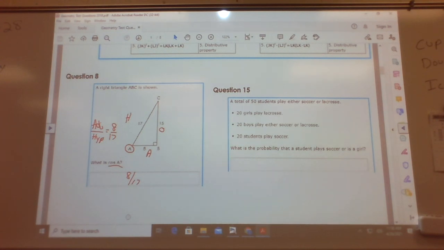Now, number 15, it's kind of tricky because it took me a little bit to look at it and think, how are they expecting us to do this? What do we need to do? So the total of 50 students played either soccer or lacrosse. 20 girls played lacrosse, 20 boys played either soccer or lacrosse, 20 students played soccer.